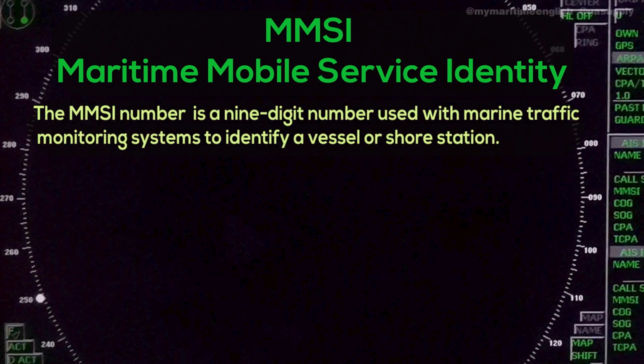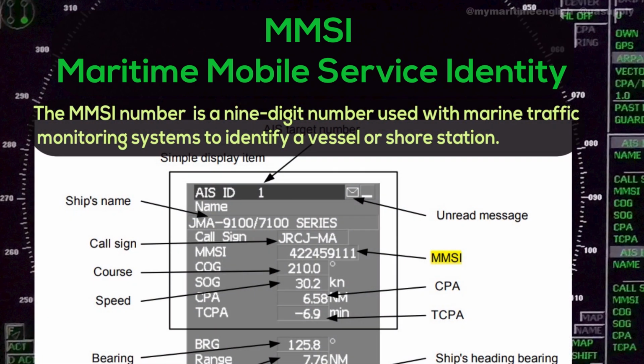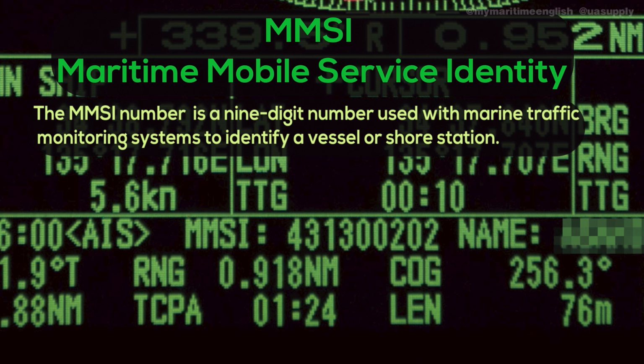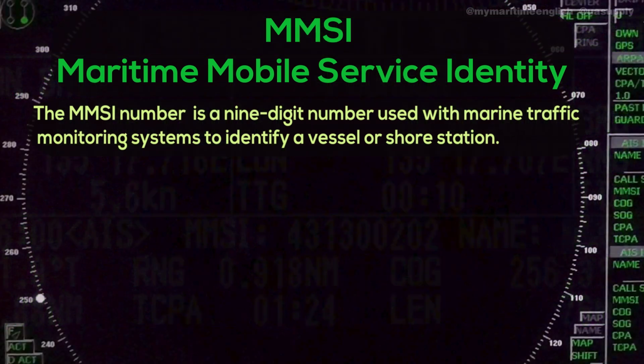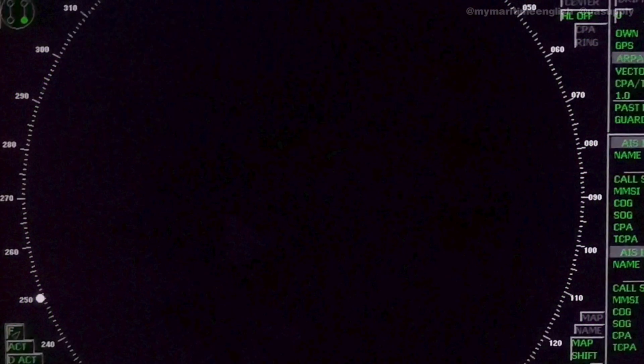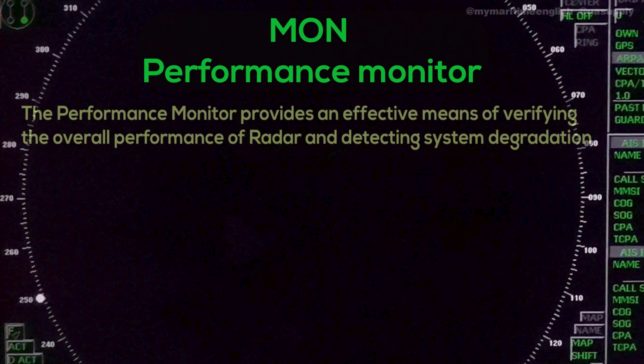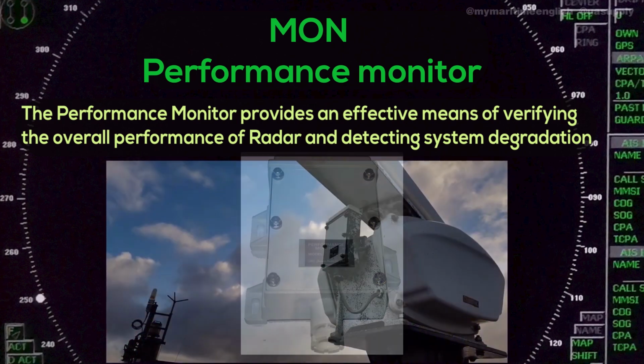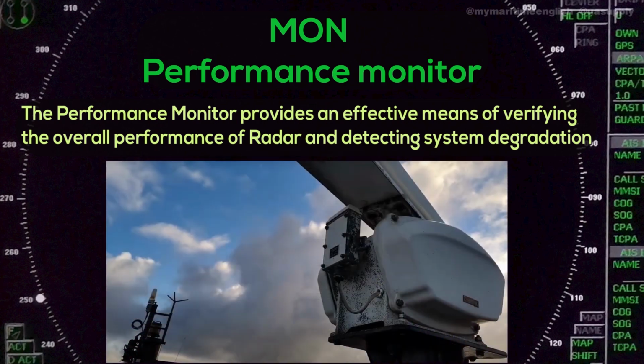MMSI, Maritime Mobile Service Identity. The MMSI number is a 9-digit number used with marine traffic monitoring systems to identify a vessel or shore station. MON, Performance Monitor. The Performance Monitor provides an effective means of verifying the overall performance of radar and detecting system degradation.